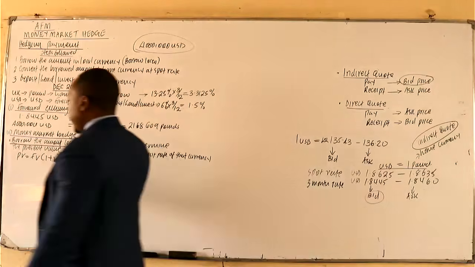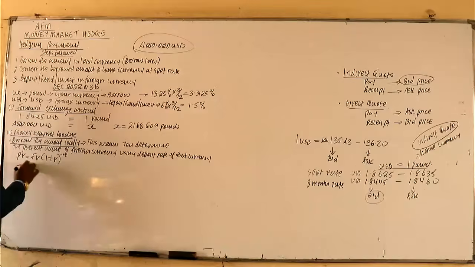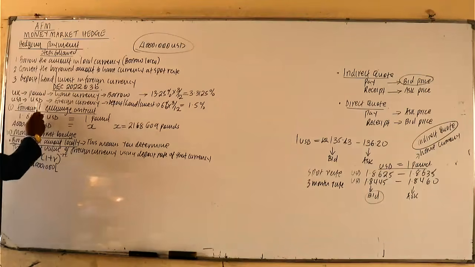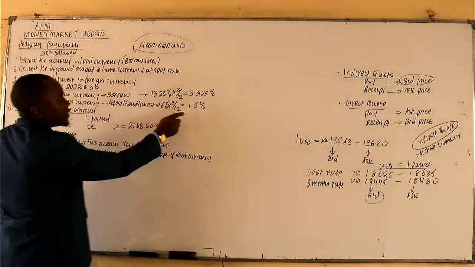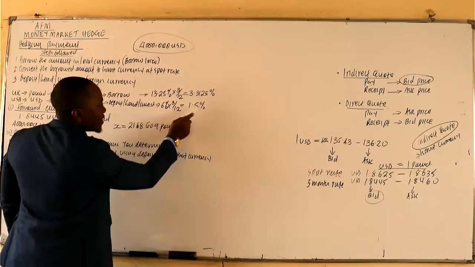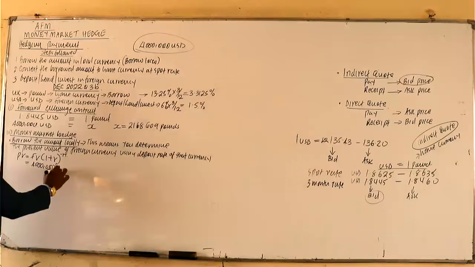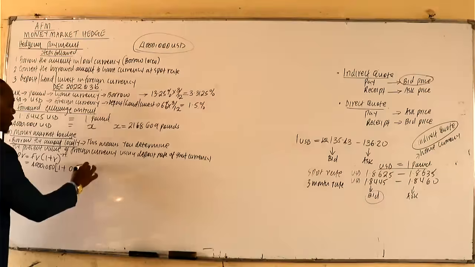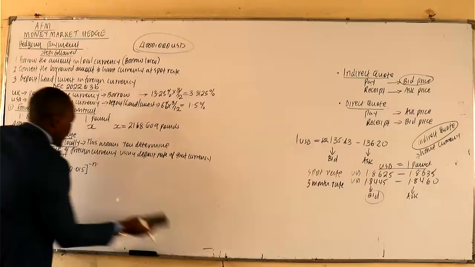So this is what will happen. The future value, the amount you expect to pay, is 4 million. But remember, this is the USD. You need to determine the present value. Now, the USD deposit rate is 1.5%. So 1 plus 0.015 raised to power negative n, and this negative n, we are saying it's 1.